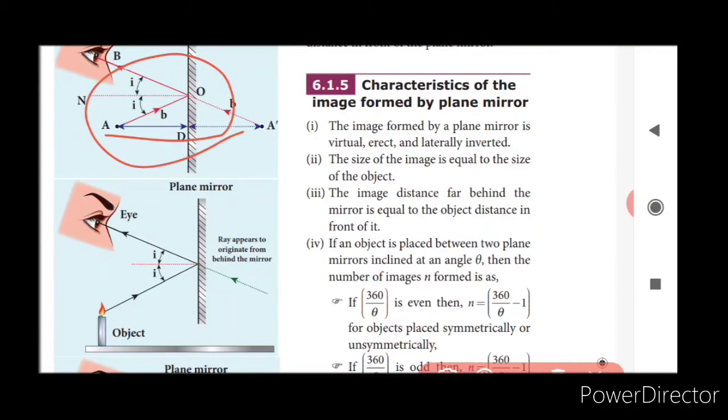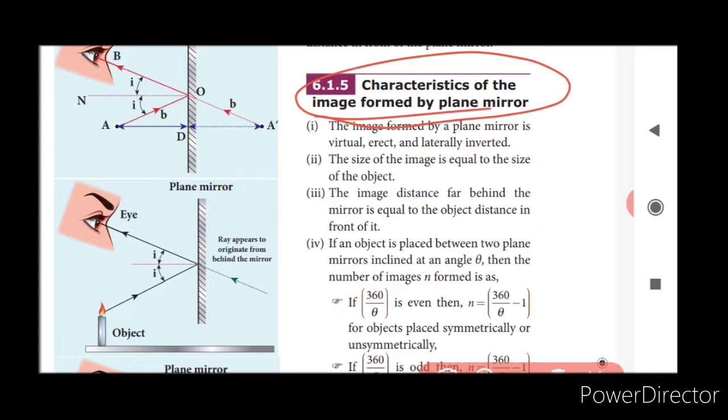The mirror has a polished surface on the back side. When light falls on the mirror, it will be reflected. Look at this one. This is called the incident angle, and this one is the reflecting angle. When an object is in front of the plane mirror, the same ray appears to originate from behind the mirror. Now, the characteristics of the plane mirror.